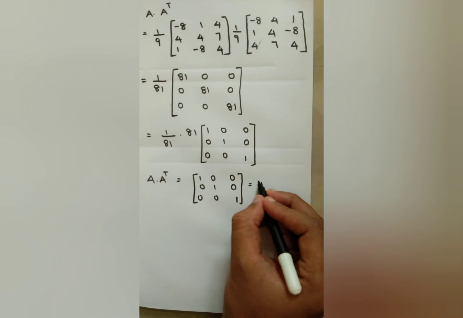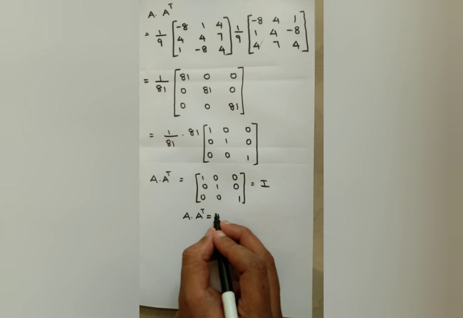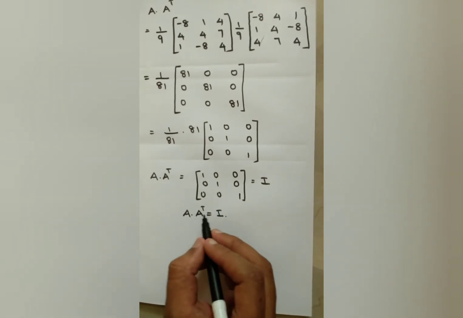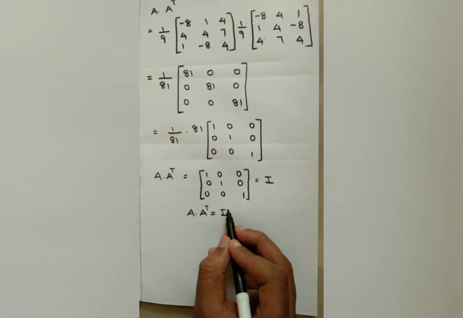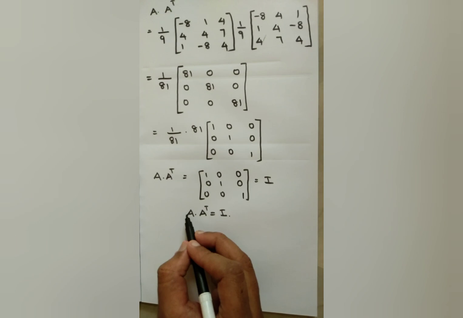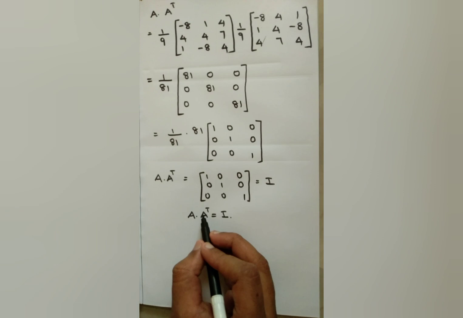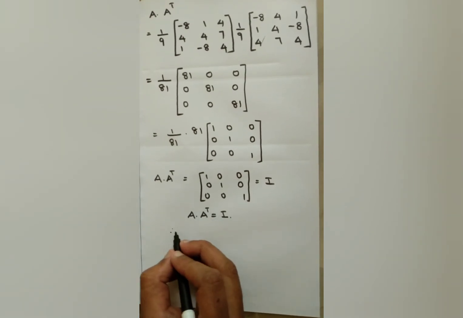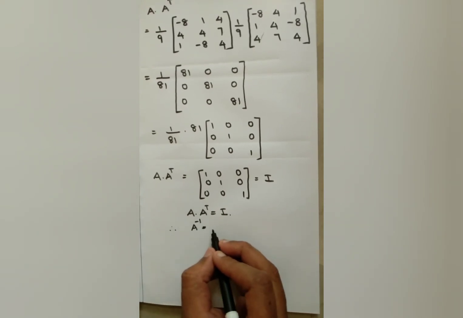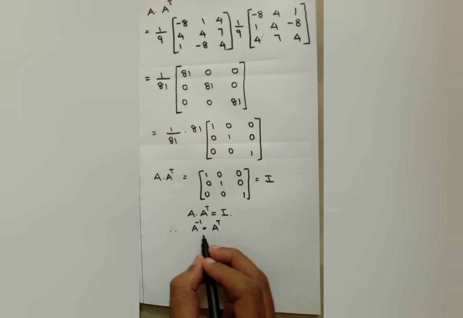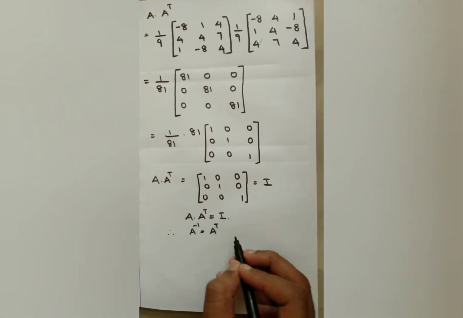That is identity matrix. My result is A into A transpose equal to I. According to the inverse, if two matrices multiplied result in the identity matrix, the inverse of first matrix is the second matrix. Here my first matrix is A and the second matrix is A transpose. Therefore, the inverse of first matrix is equal to the second matrix. We have proved the result. That is, A inverse equal to A transpose.